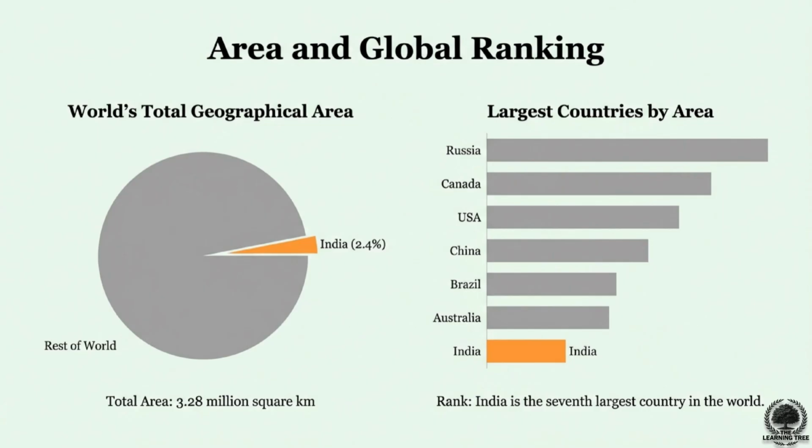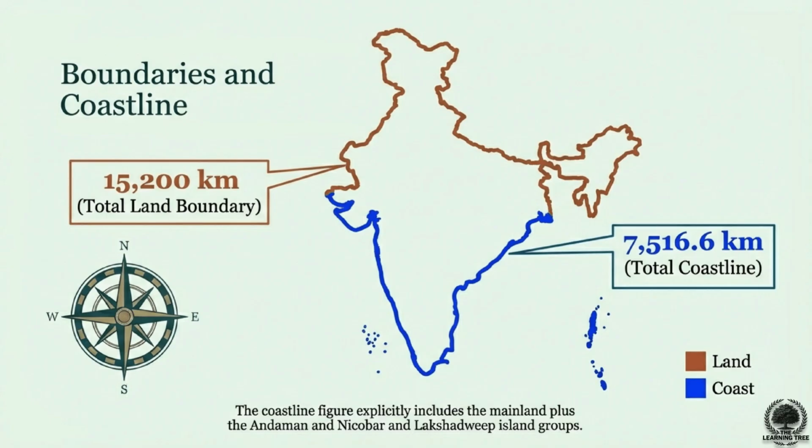Such a large area naturally results in long boundaries and varied physical features. India has a land boundary measuring approximately 15,200 kilometers. In addition to this, the total length of the coastline, including the mainland and the island groups, is 7,516.6 kilometers. Physically, India is bounded by young fold mountains in the northwest, north, and northeast.